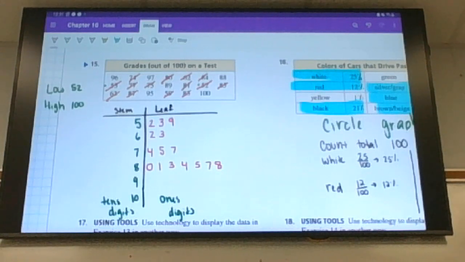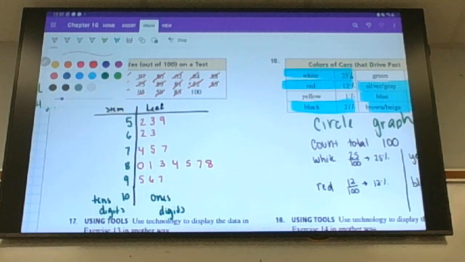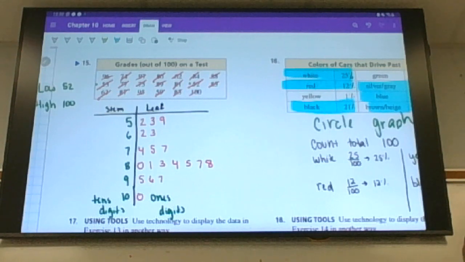90. Did I cross over here? 95, 96, 97. And then there was 100. And that is it. It's a full stem-and-leaf plot. Yep. You list them both.